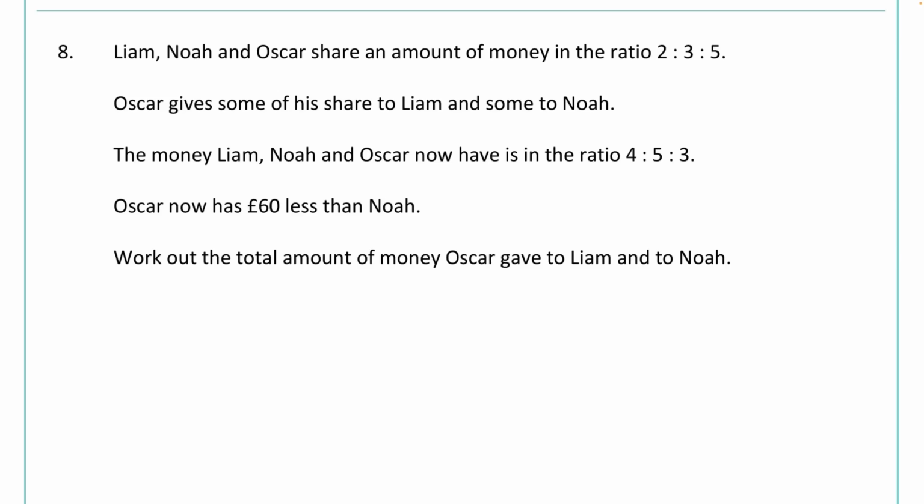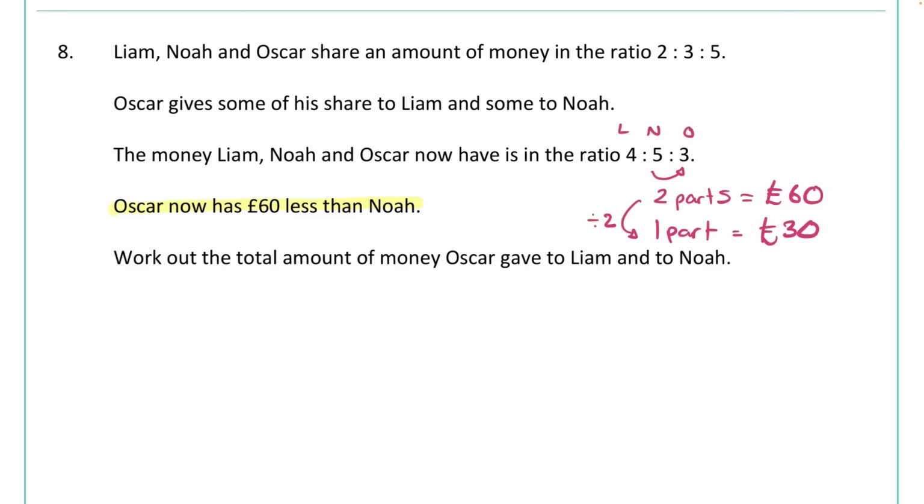So this final line is the really important one here, because we're going to have to sort of work backwards, because we are now told that Oscar now has £60 less than Noah. And if we look, we have Liam, Noah and Oscar has £60 less than Noah. Now looking at the parts here, Oscar has 2 less parts. So those 2 parts in the ratio is equal to £60, and that's the start of our problem, because that now allows us to work out the value of 1 part. So of course we can divide this by 2. That tells us that 1 part is going to be equal to £30.